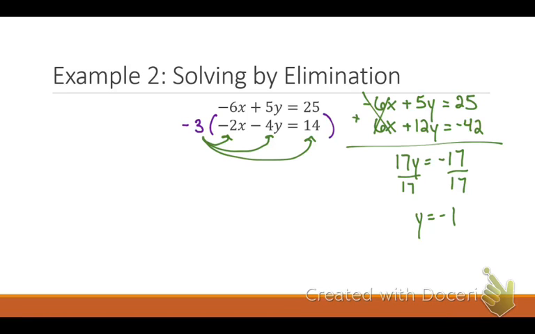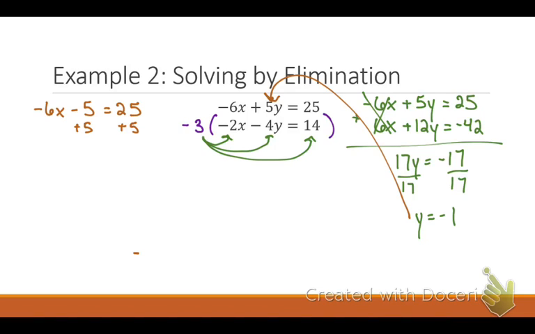Okay, all right, so now how do I find x? Plug it in. Okay, plug it back in. Does it matter which equation you use? No. You can use the original ones or the new one. It's not going to matter. Literally, it's just whatever your preference is. All right, so I'm just going to use the first one. So I have negative 6x minus 5, because positive 5 times negative 1 is negative 5, equals 25. All right, now I keep solving for x. Add 5 to both sides.